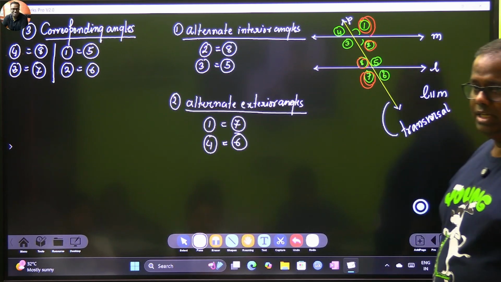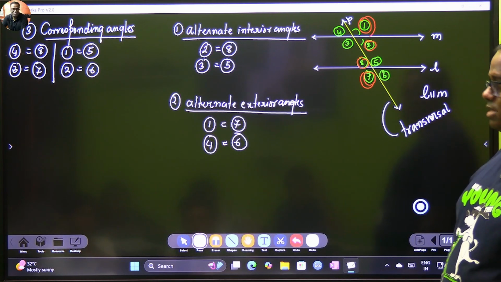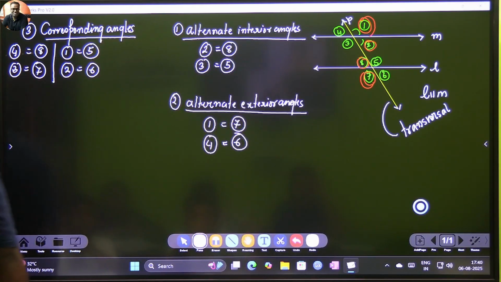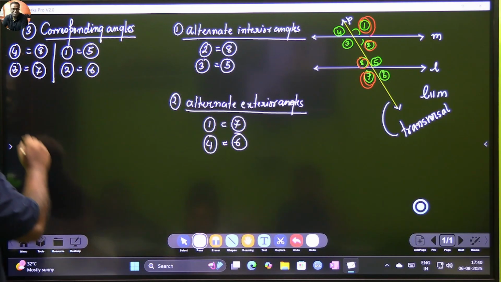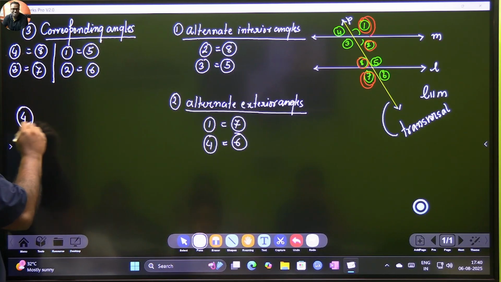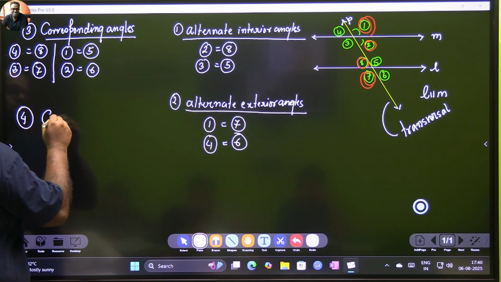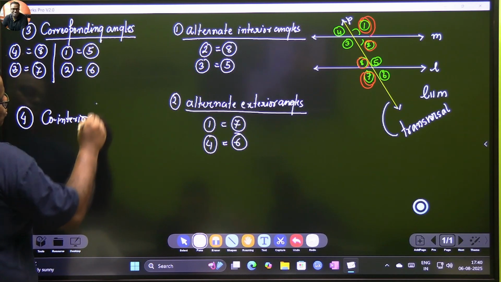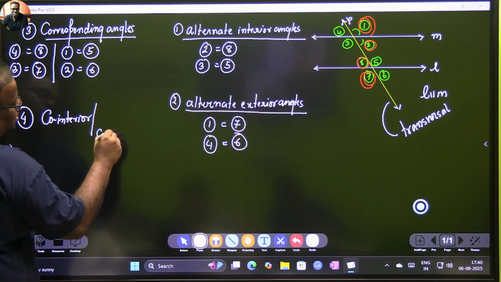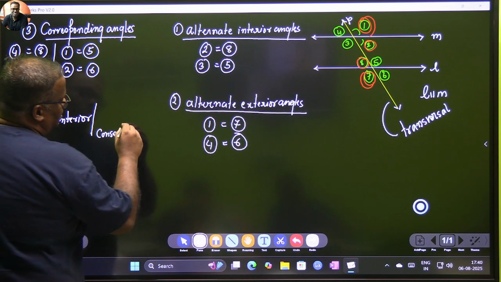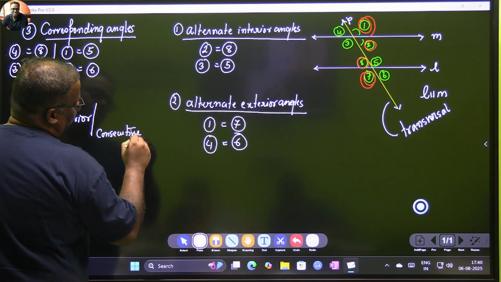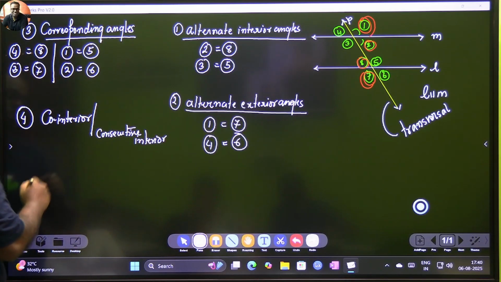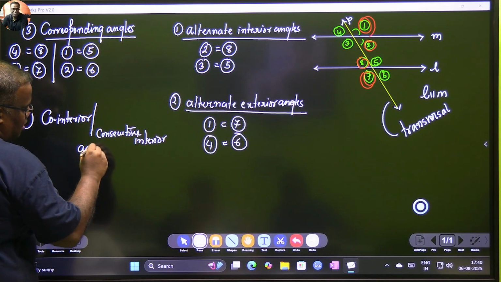So alternate angles, corresponding angles. Vertically opposite we don't put here; that I'll teach you separately. Don't worry. Then number 4 are angles which are known as co-interior, or we also use the word consecutive interior angles.